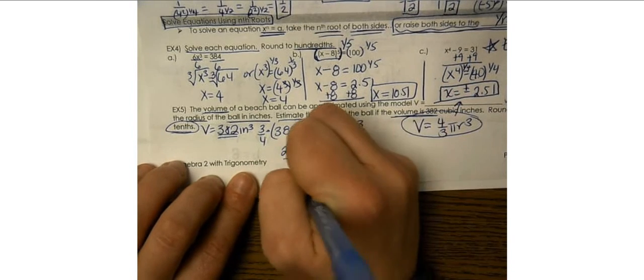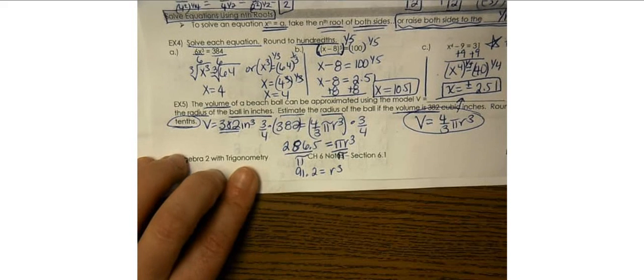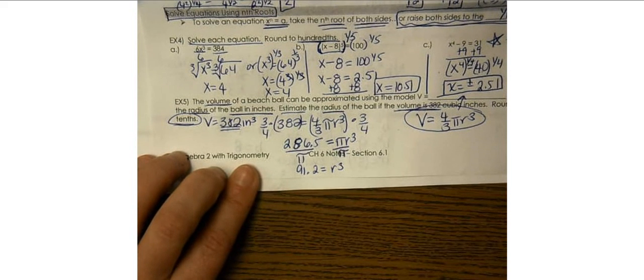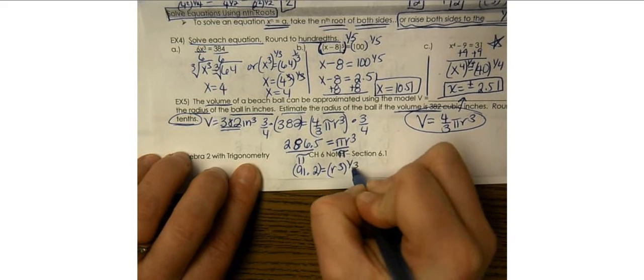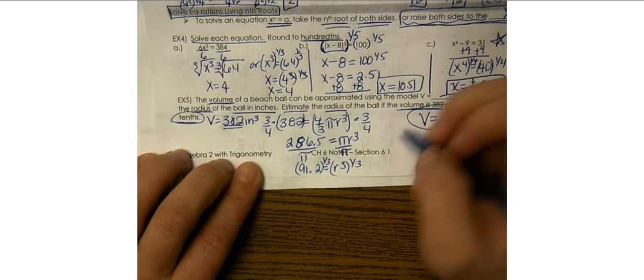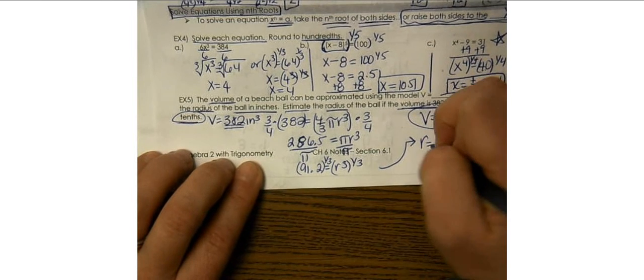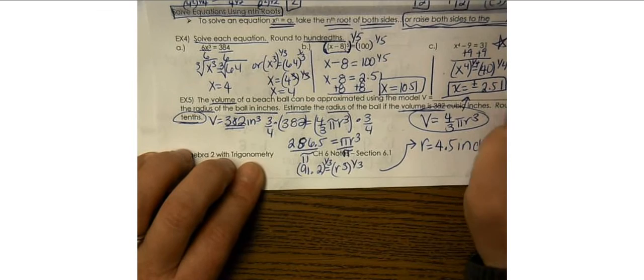At this step, you can take the cube root of both sides, but it doesn't make sense since we're going to be working with a calculator. So instead, we're going to raise both sides to the reciprocal power of 1/3. And when you do that, you end up with r is equal to 4.5 inches. So the radius of this beach ball is 4.5 inches.